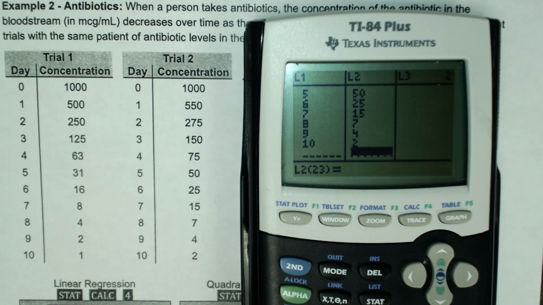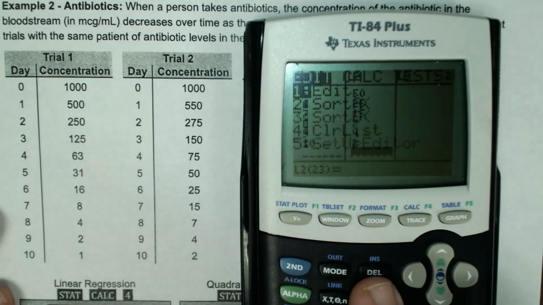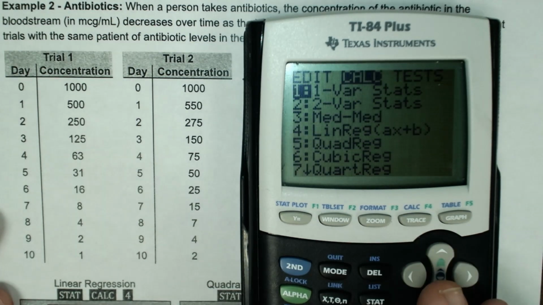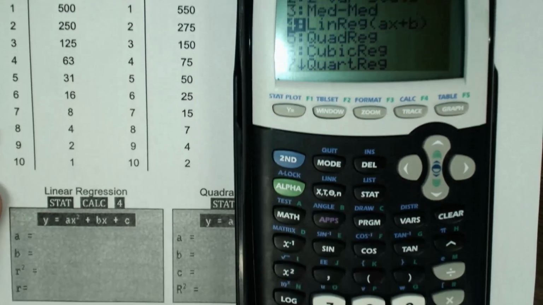We're going to run all three different types of regression and just write the stuff that it tells us down. We're not doing any math here. We're just writing stuff that our calculator tells us down. So stat, go over to calc. For the linear, select the fourth option, lin reg, ax plus b.